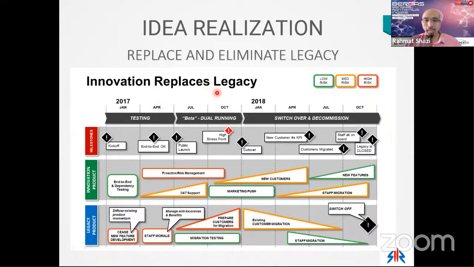Innovation tends to replace legacy. They replace what we currently have with something better. Bear in mind, something better. But because of that, here's legacy, for example, a legacy product.